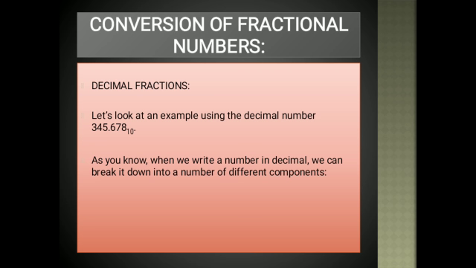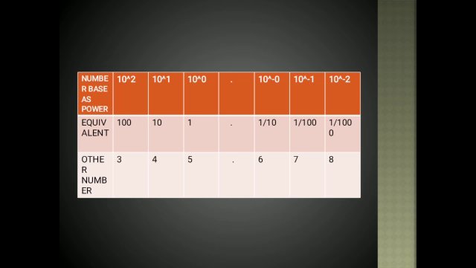Conversion of fractional numbers. First we will discuss decimal fractions. Let's look at an example using the decimal number 345.678 base 10. As you know, when we write a number in decimal, we can break it down into a number of different components, as in this table. As we saw with integers, we have different columns on the left hand side of the decimal point. These all represent different components of the integer part of the number. The digits present on the right side of the decimal point are denoted with decreasing powers of 10.